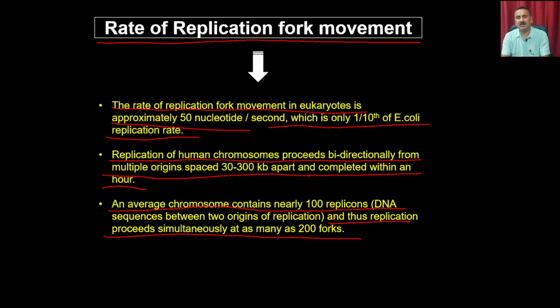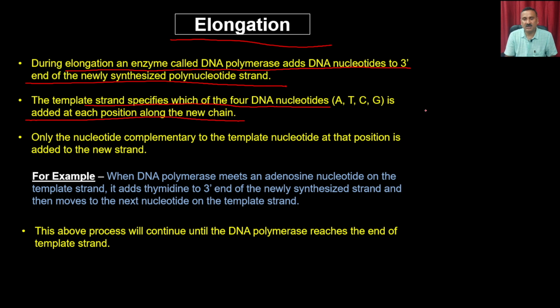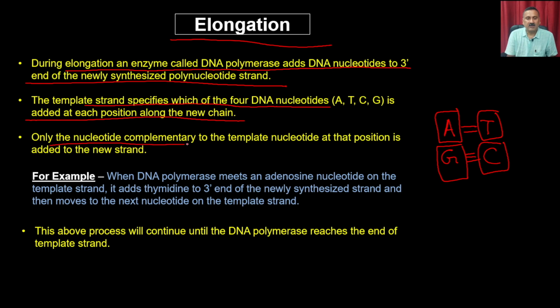Once the initiation is done, it is going to enter the next phase, called elongation. During elongation, an enzyme called DNA polymerase adds the DNA nucleotide to the 3' end of the newly synthesized polynucleotide strand. The template strand specifies which of the 4 nucleotides, that is A, T, G, C, is going to be added at each position along the new chain. If the template has A, it is going to add T. If the template has G, it is going to add C. So, it always follows the Watson-Crick base pairing rule. Only the nucleotide complementary to the template nucleotide at the position is added to the new strand.